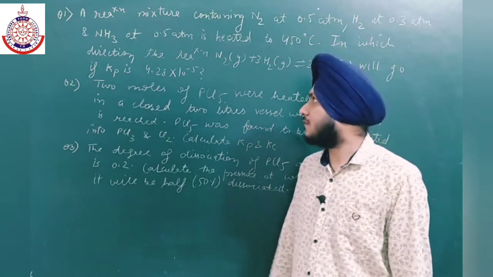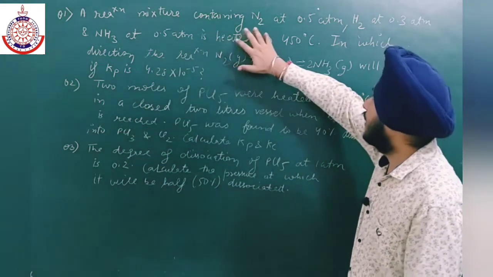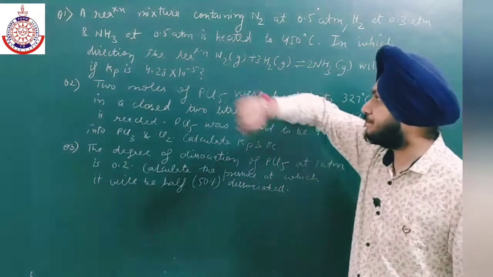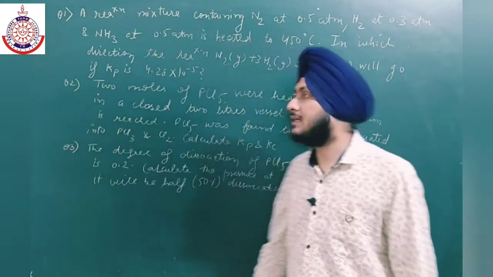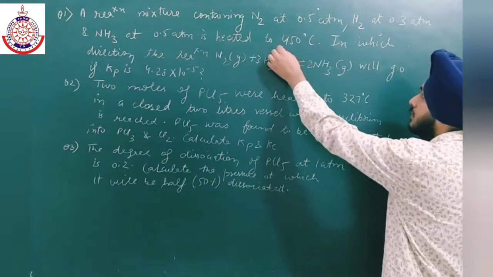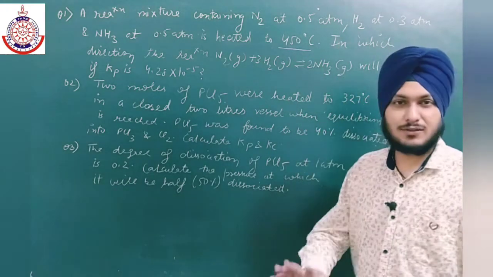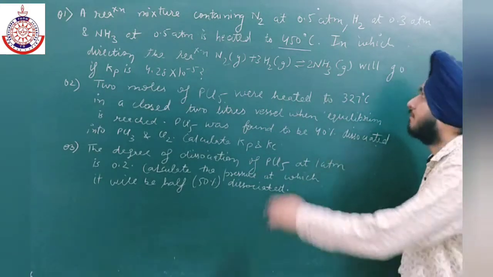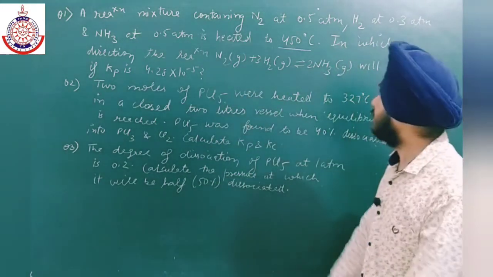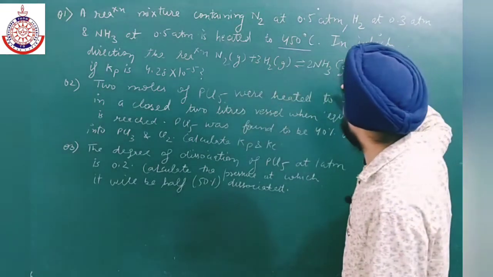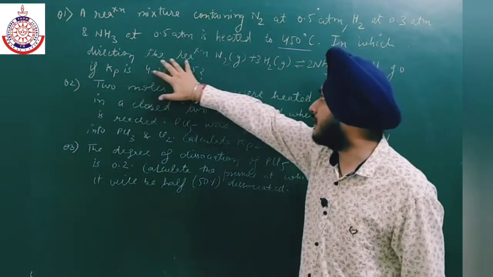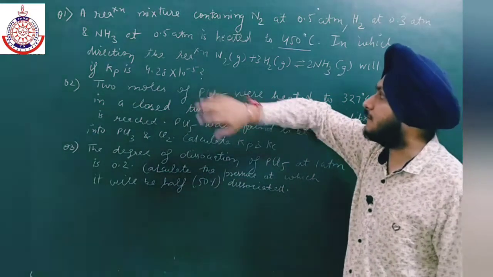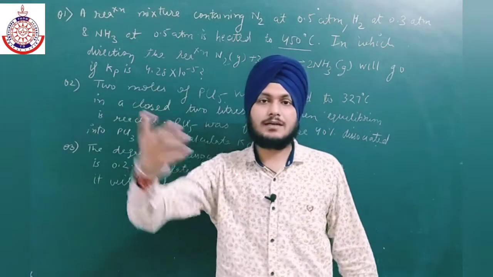The first numerical: a reaction mixture containing N2 at 0.5 atm and H2 at 0.3 atm, and the pressure for NH3 is 0.5 atm, is heated to 450 degrees Celsius. There is no use of temperature; this is given just to confuse the students. We have to tell the direction in which the reaction goes, if the Kp is 4.28 into 10 to the power minus 5.